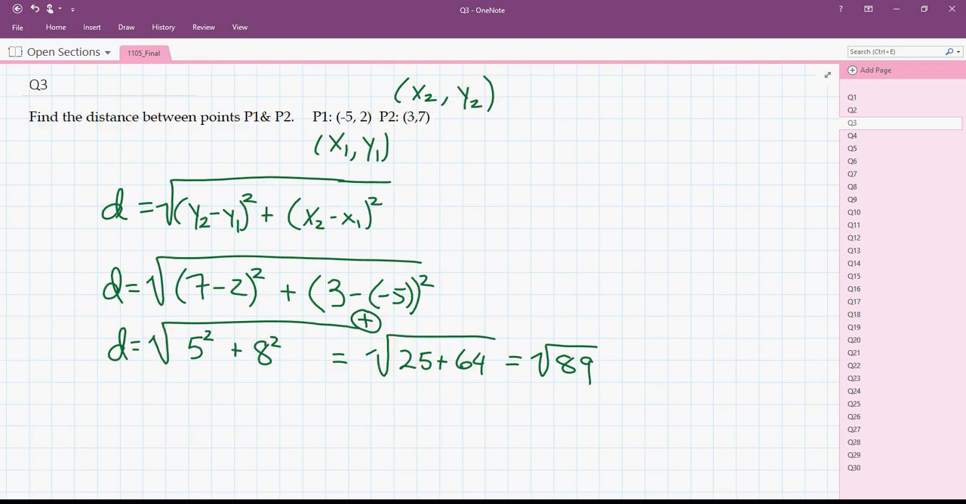which I don't think anything factors that nicely. Nope. So this is our answer.